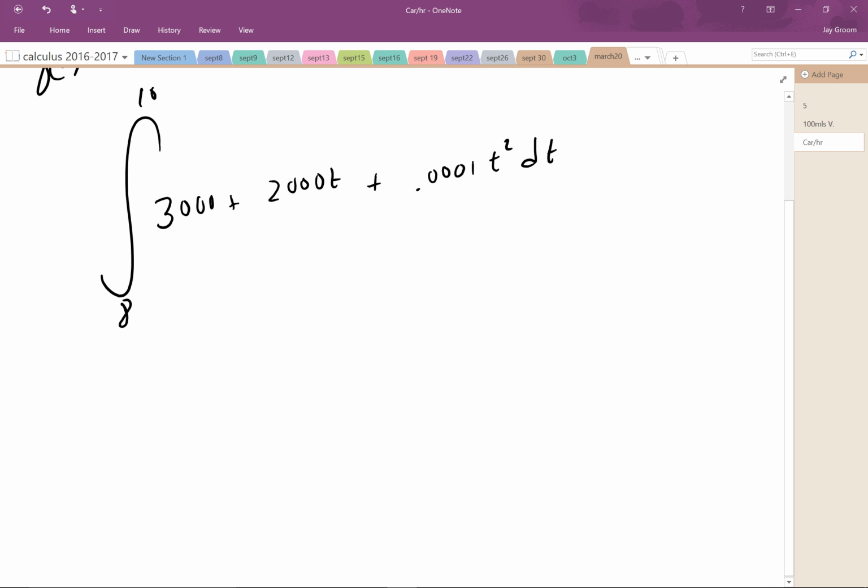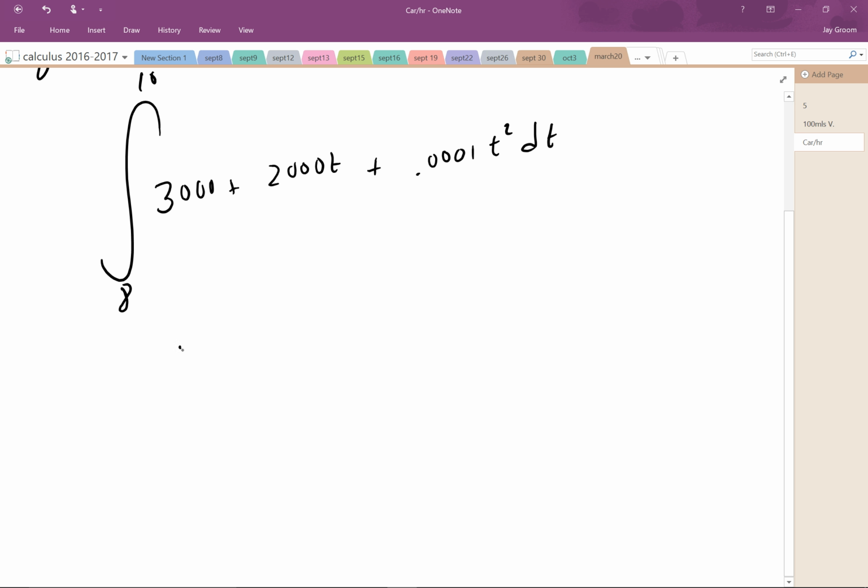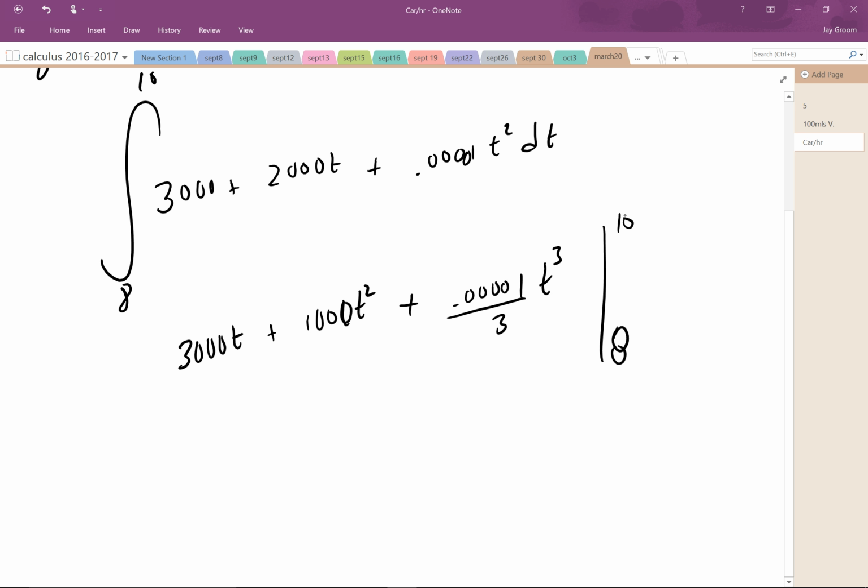So if you do that, what happens there? Well, I don't know. 3,000t plus 1,000t squared, plus 0.0001, it needs four zeros, one third t cubed, from 8 to 10.